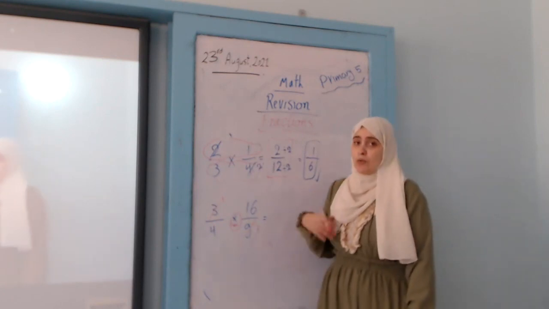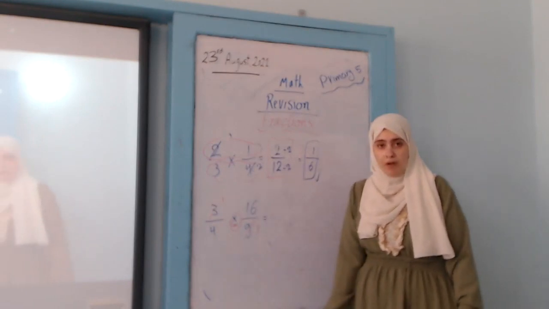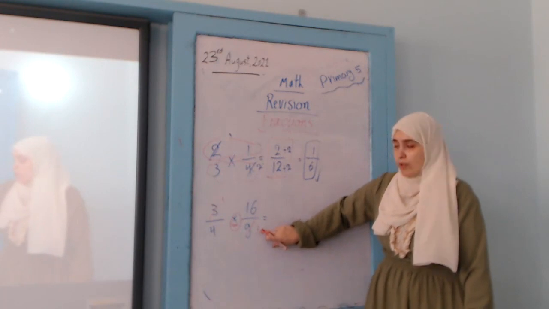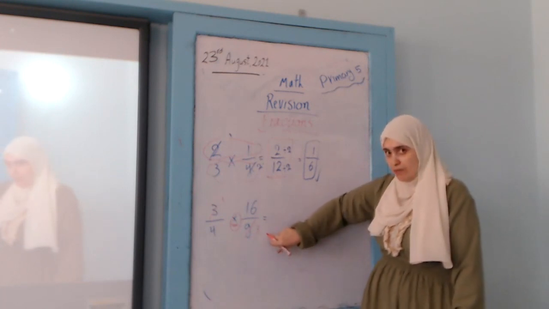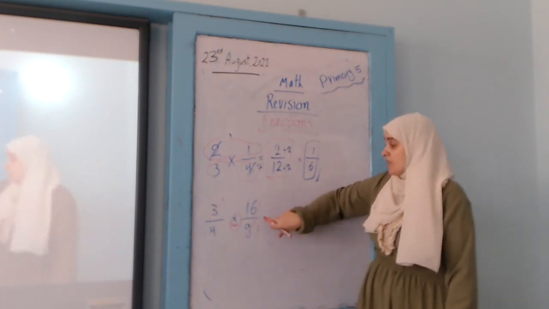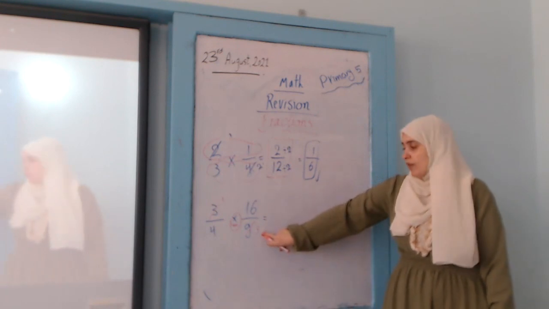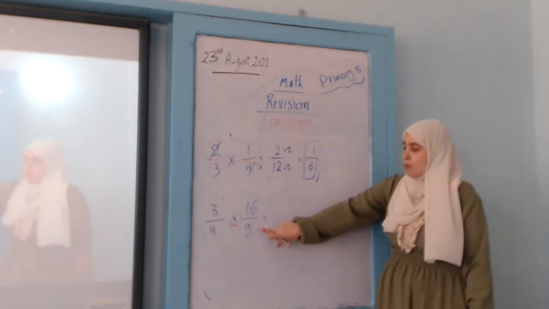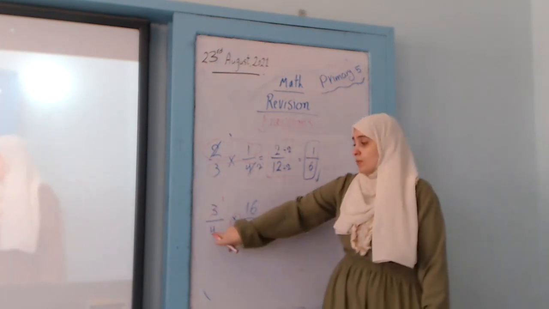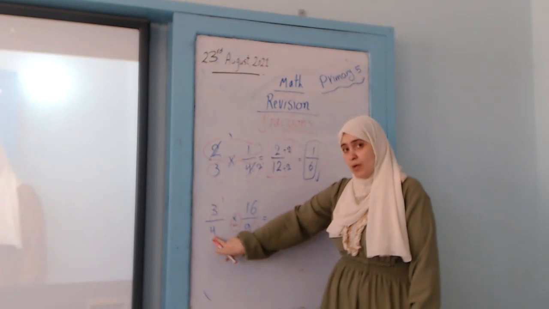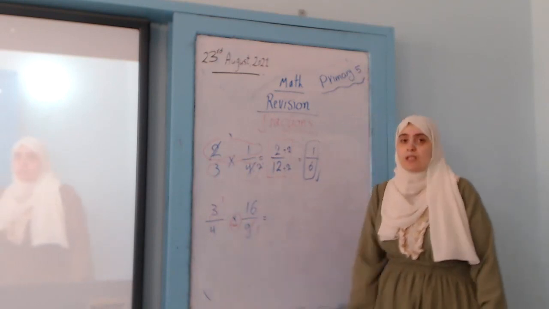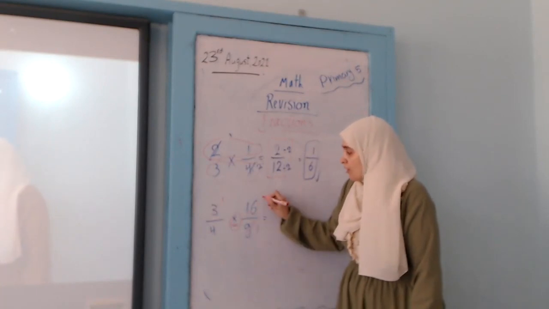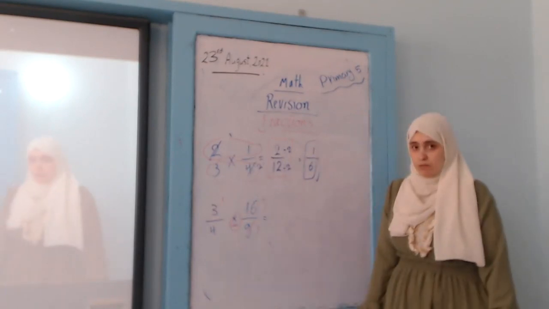Okay, I will try to make another simplify. 16, can it be divided by 3? I don't have 9 here, I have only 3. Can I simplify 16 with 3? No, because 16 does not exist in table 3. 16 can simplify with 4. Can I divide 16 by 4? Yes, because 16 exists in table 4. So I will divide 16 by 4, so the answer will be 4.